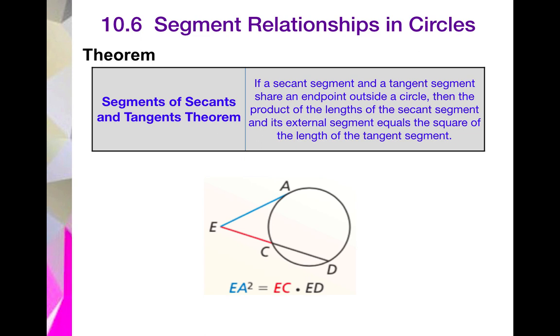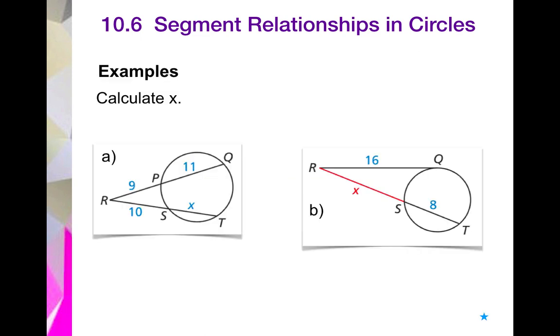So there's a segments of secants and tangents theorem. If a secant segment and a tangent segment share an endpoint outside a circle, which they do here, then the product of the lengths of the secant and its external segment equals the square of the length of the tangent. So the tangent, we just take that value and square it, and that equals the outside segment here times the whole segment going all the way into D. We can use that to solve these two problems.